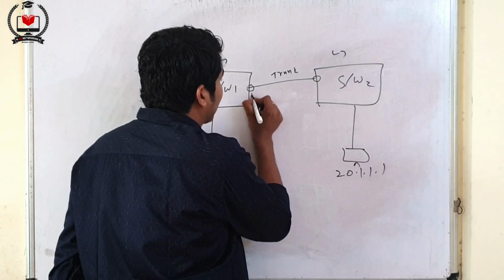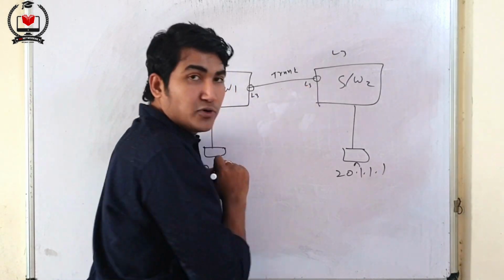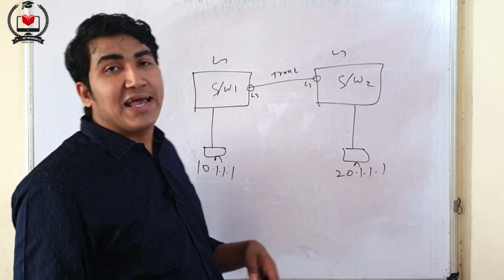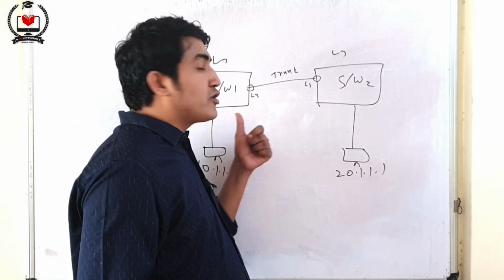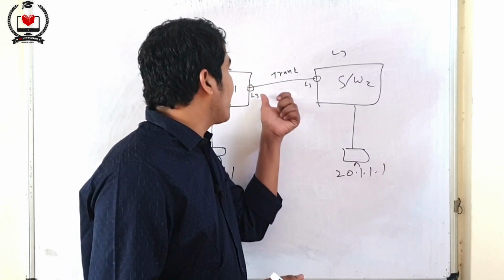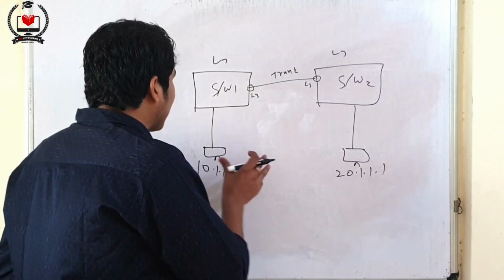So you have to manually configure this port as an L3 port. How? You will run a command like no switchport. By running the no switchport command, you can make any L2 port an L3 port. So you will run the no switchport command over here, right?